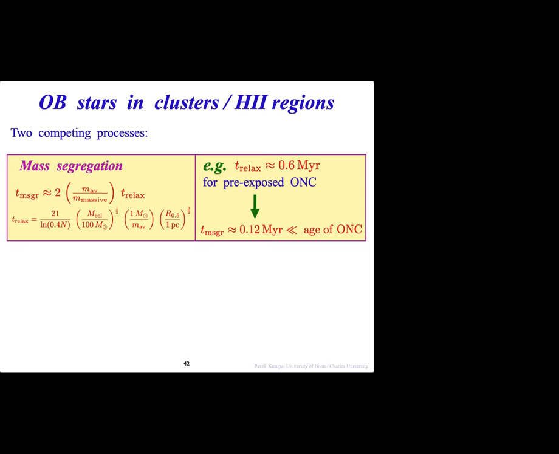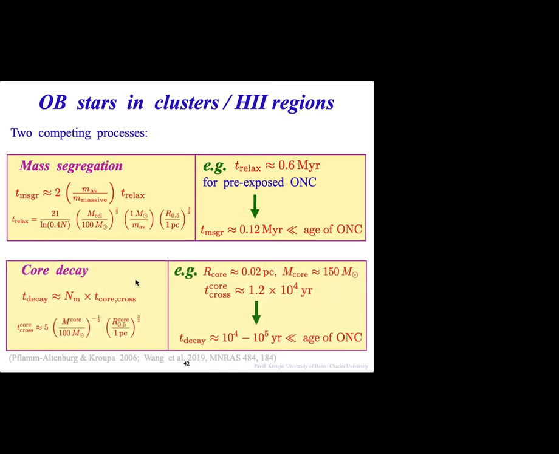Now that core is dynamically unstable and shoots out the massive stars. The core decays, a bit like an atomic nucleus, by shooting out the massive stars on roughly the core crossing time scale, and that decay is very quick. It takes 10,000 to 100,000 years, which means that as the core is forming, the cluster is already shooting out the massive stars because the core formation is quick and then the shooting out is even faster. That's just the consequence of the strong stellar dynamical encounters in the core. And Long Wang at your university has written a very nice paper on this topic concerning the Orion Nebula cluster.